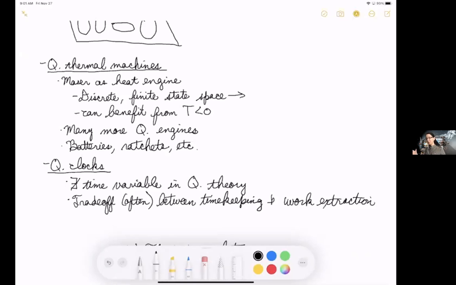But many, many more quantum engines have been proposed, as well as other quantum thermal machines, such as batteries and ratchets. We also talked about quantum clocks. We said that, according to Wolfgang Pauli, there is no time variable in quantum theory, even though position corresponds to an operator. I shouldn't really have written variable, I should have written operator here. Also, usually there's a trade-off between one's ability to keep time accurately with a system and one's ability to extract work reliably from the system.